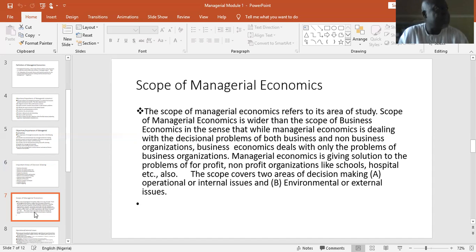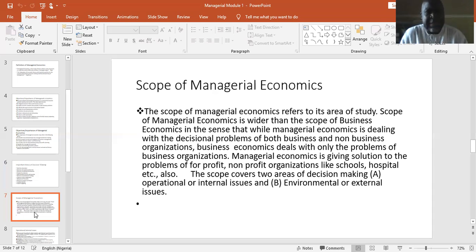Managerial economics is giving solutions to the problems of profit and non-profit organizations like schools, hospitals, etc. So you can see that there's a difference between business economics and managerial economics, because managerial economics tools can be applied to both business and non-business. That means even those of you that are in the public sector will learn a lot of techniques and tools that can be used in managing day-to-day affairs, even not for profit. Even though we know economics is focusing on the private sector and on businesses that are for profit, the tools in managerial economics have application for even non-profit organizations, hospitals, and other areas.